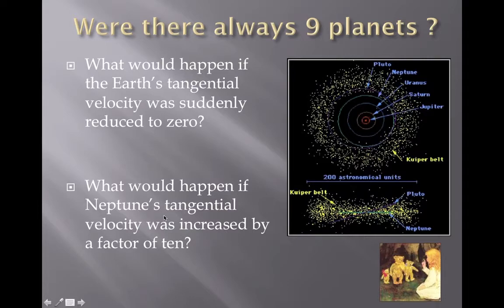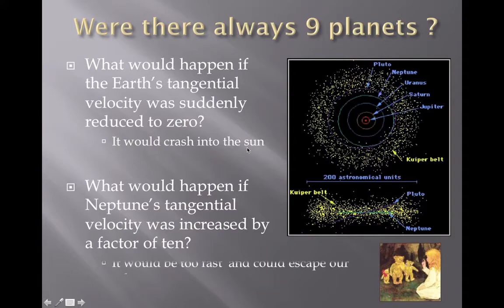What would happen if Newton's tangential velocity is increased? If the Earth slowed down, it would crash into the sun, and that would be the end of us. If Neptune were going too fast, it would pull away from the sun and just fly off into the universe.